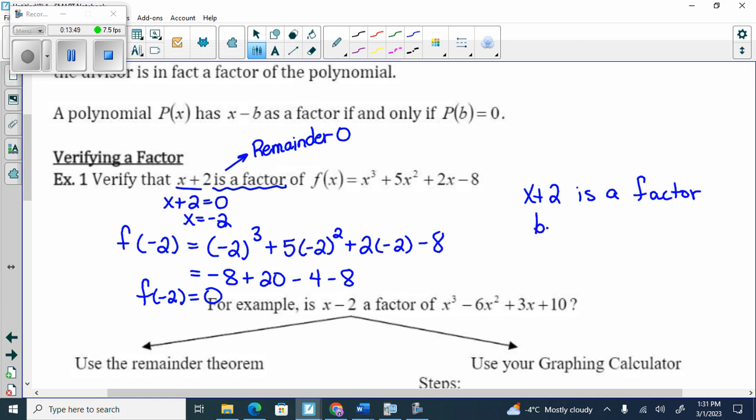I have a tiny bit of homework. You're literally just saying if it's a factor or not. So you're going to see if it has a 0 or not.